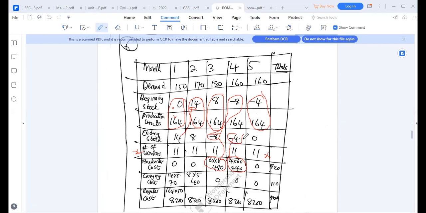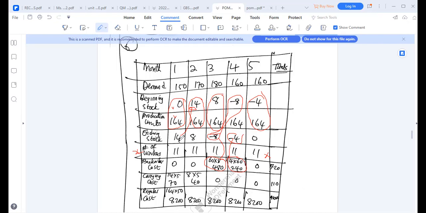So we need to sort out this problem in month 3 and 4, because we have a back order of 8 units in month 3. Ending stock was negative, so we didn't have the physical stock. These ones which are positive, the physical stock was there. These ones were negative. And I have to make mention that the ending stock for a period is the beginning stock for the next period.